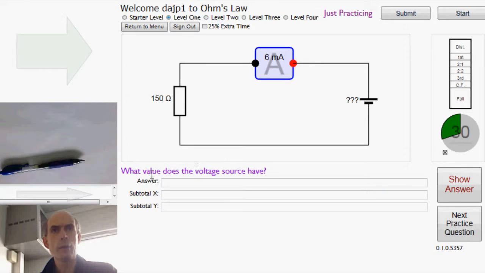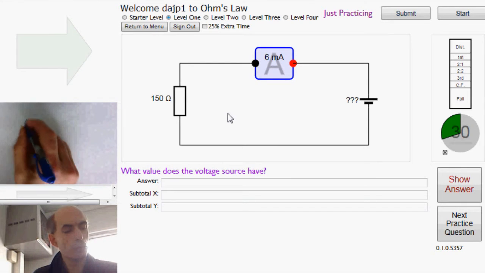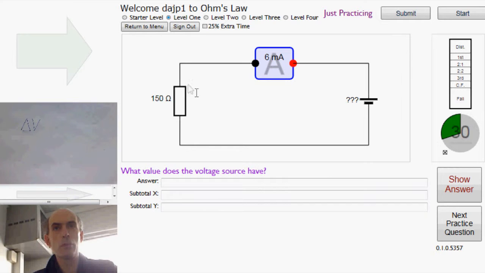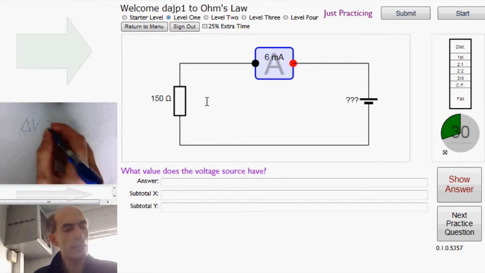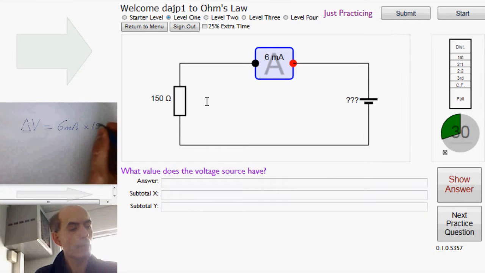So, what value does the voltage source have? That's going to be equal to the potential difference across the resistor. So, we can apply Ohm's law. Ohm's law tells us that the difference in the potential between the two ends of the resistor, delta V, is equal to the current, 6 milliamps in this case, multiplied by the resistance, 150 in this case.